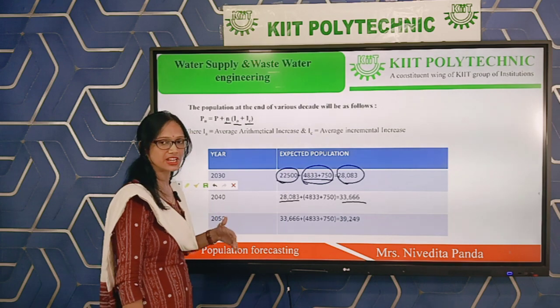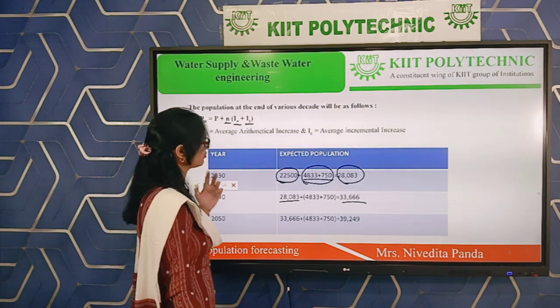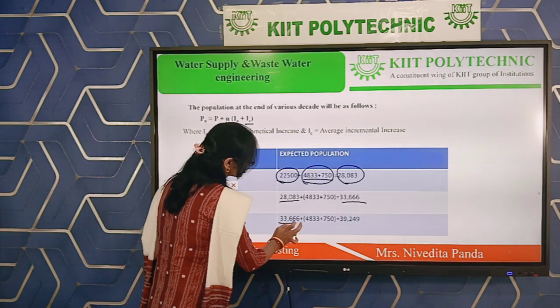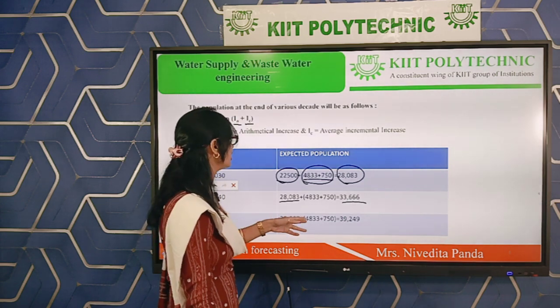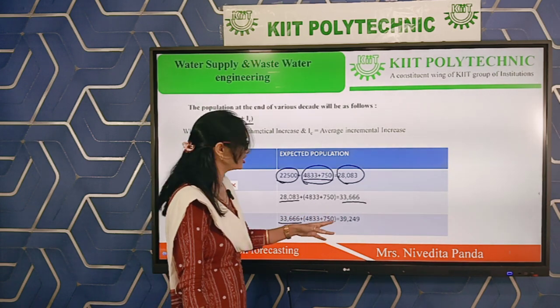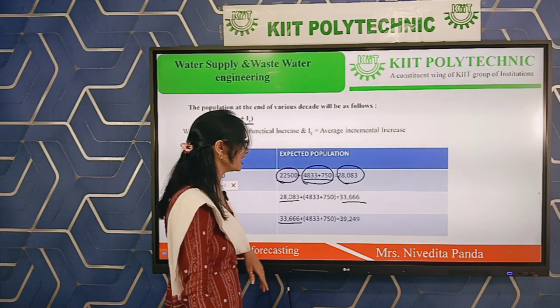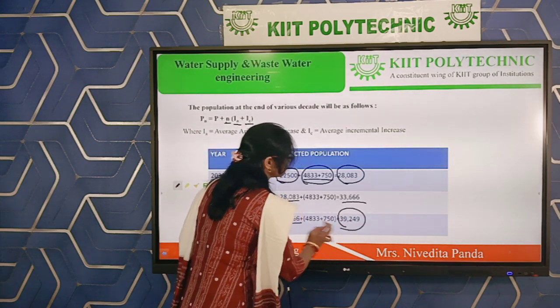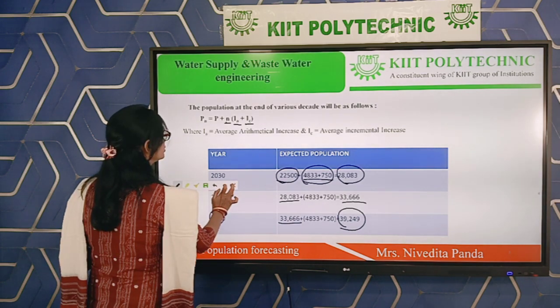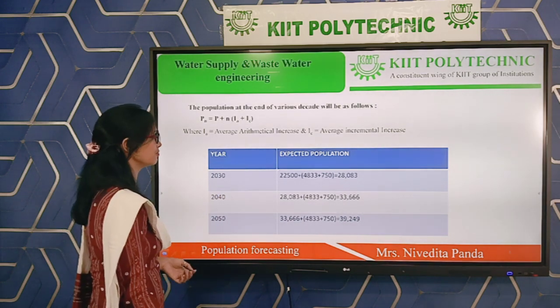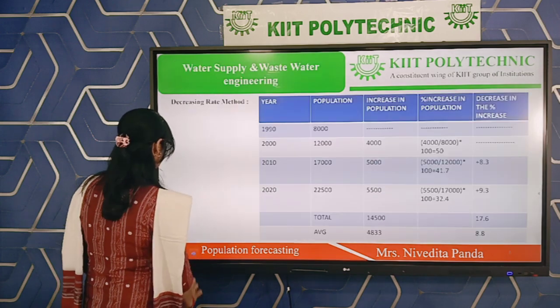Then in 2050, we take the 2040 value as the present population. So here the present population is 33,666 plus 4,833 plus 750, that is equal to 39,249. So this is the expected population calculation according to the incremental increase method.